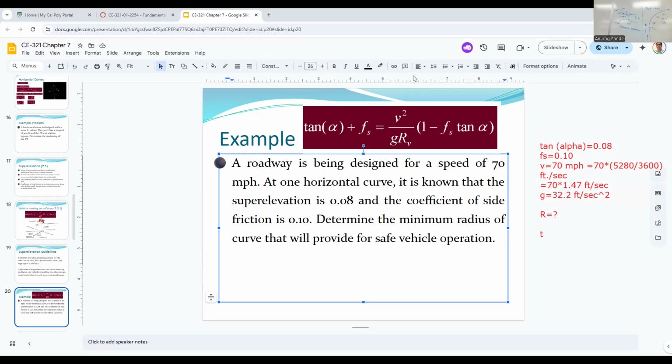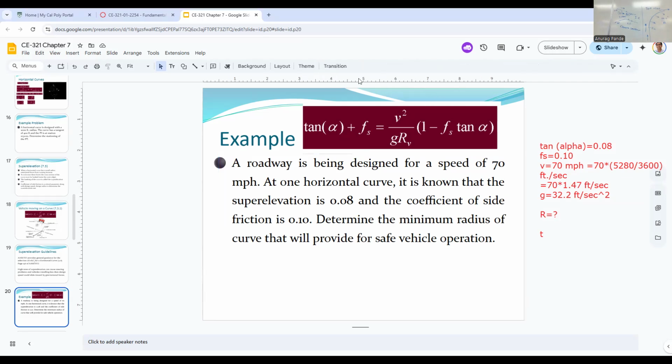And for this part of the class, forget about this part even existing. Ignore all of this 1 minus tangent alpha thing. Just solve tangent alpha plus Fs equal to V squared over G Rv. The rest of the class, just ignore this piece right here and just solve tangent alpha plus Fs equal to V squared over G Rv. And I want to get the two answers for R. So let's write down two answers here. Find the exact answer for R.